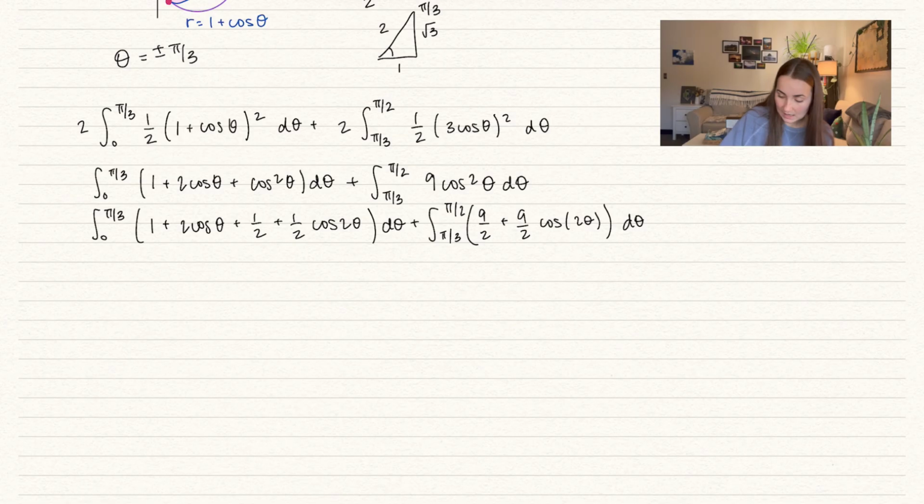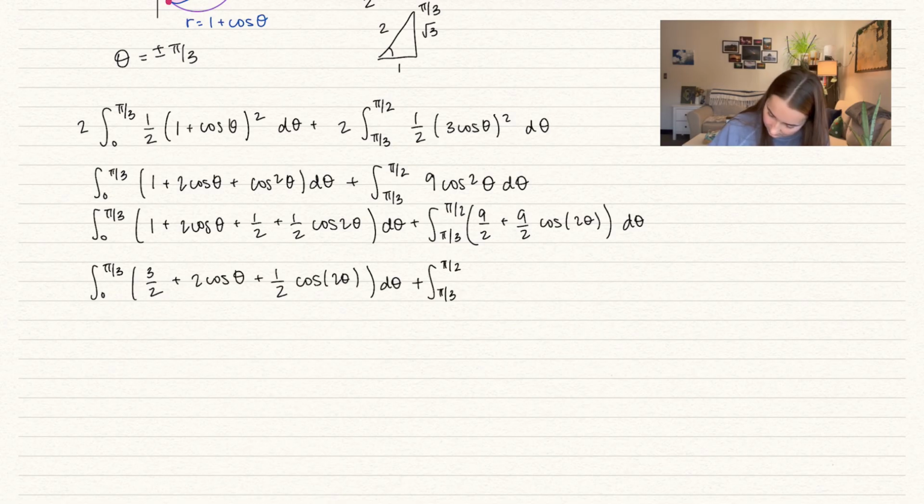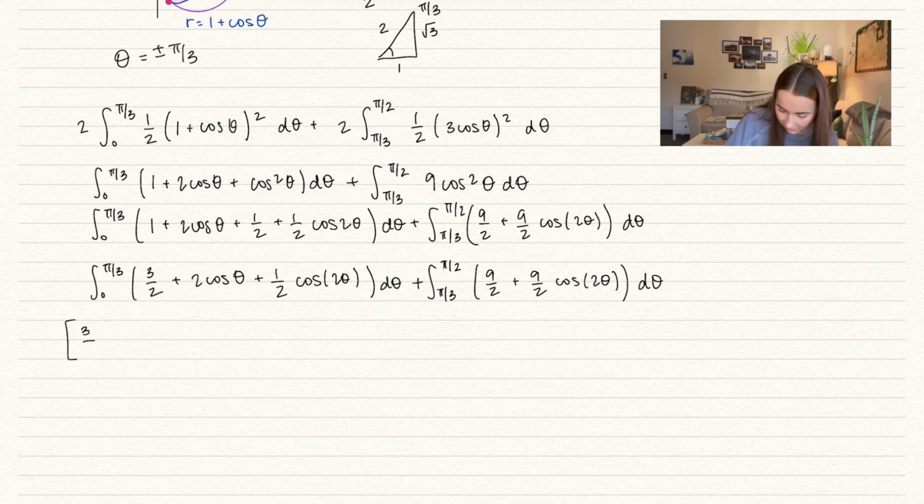Alrighty, let's go ahead and combine like terms, at least for that first one. 0 to pi over 3. That's just going to be 1 plus 1/2. That's 3/2, and then everything else stays the same. Okay, let's go ahead and integrate. So for our first integral, we get 3/2 theta plus 2 sine of theta plus sine of 2 theta divided by 2 times 2, which is equal to 4. That whole thing is between 0 and pi over 3.